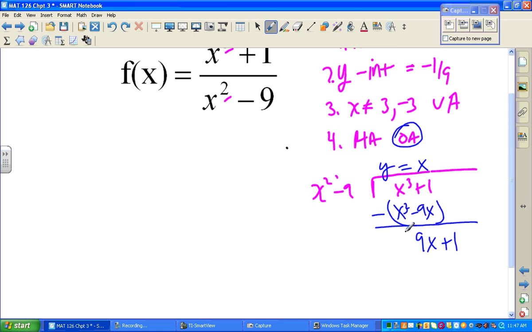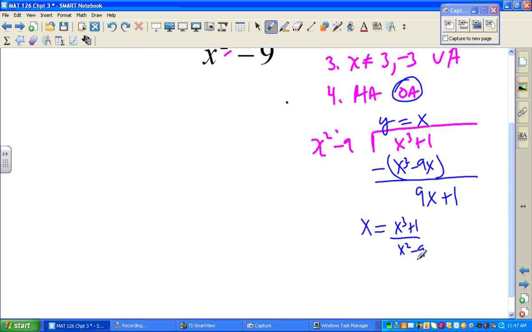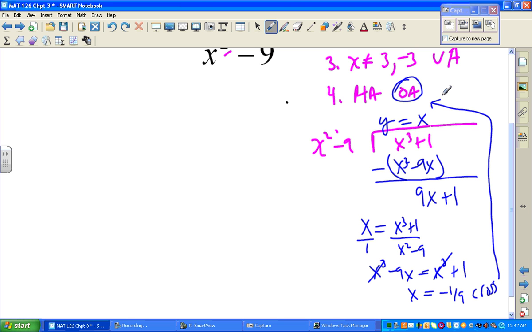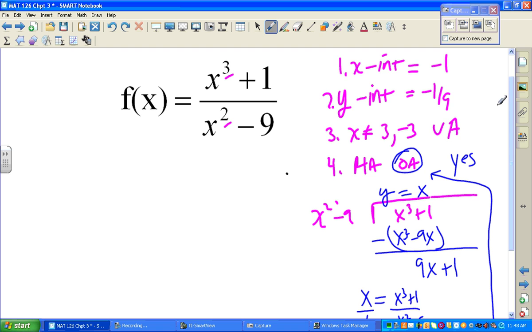Okay, y equals x. Does it cross? I don't know. Let's find out. X equals x cubed plus 1 over x squared minus 9. So, I cross multiply: x cubed minus 9x equals x cubed plus 1. Those cancel. X equals -1/9. So it does cross the oblique asymptote at -1/9. Okay? So that takes care of that.